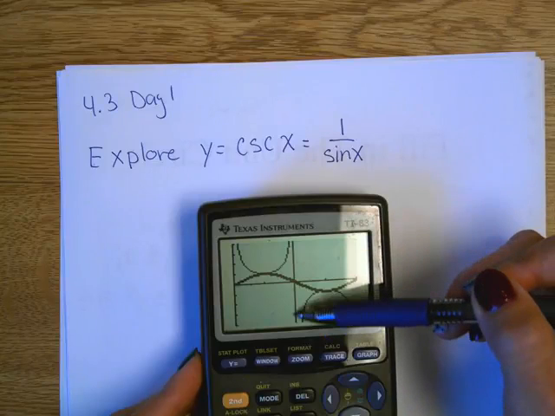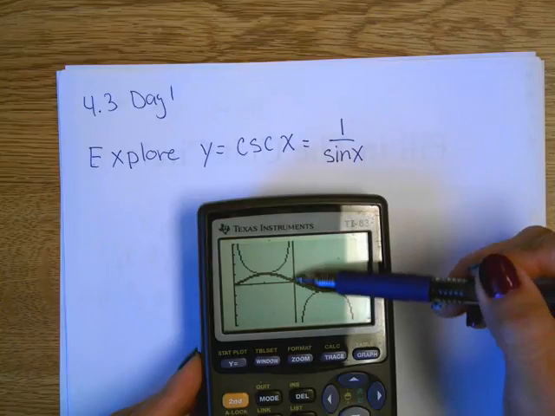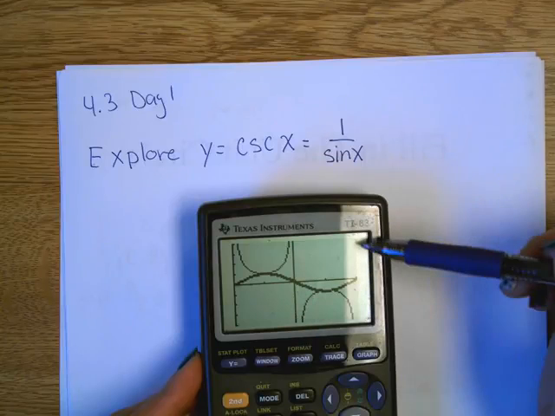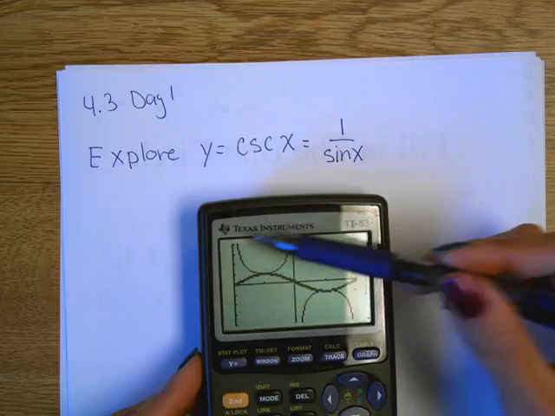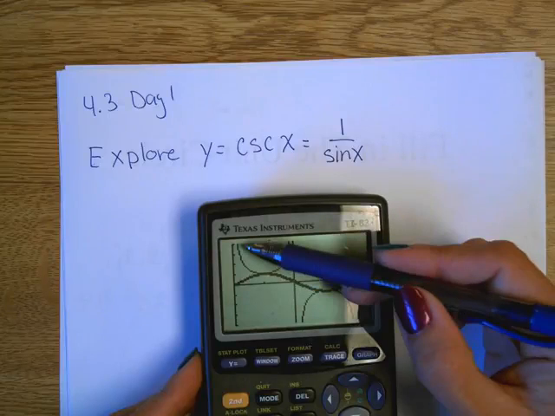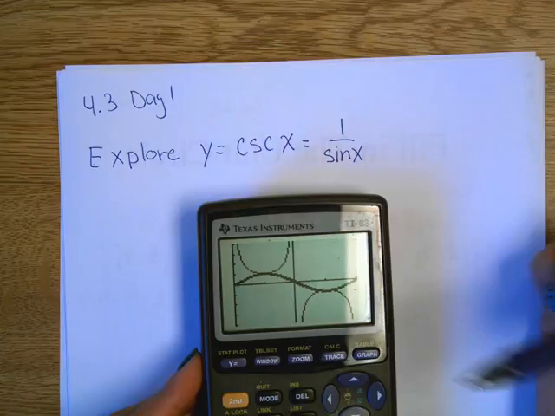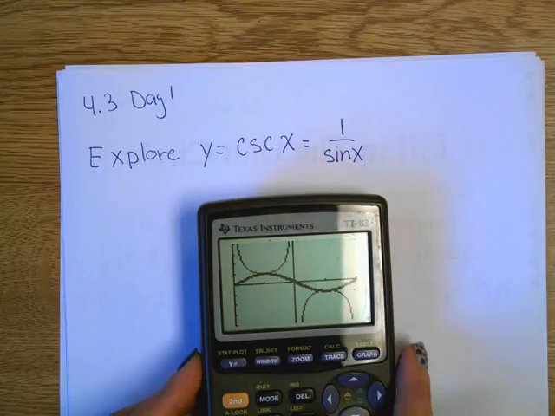The newer calculators aren't going to graph this. This is actually a vertical asymptote here. There's actually going to be a vertical asymptote on the ends here also, and you'll see why in a minute. But so the cosecant is just these two parts, a U up and a U down. So let's see where that's coming from.